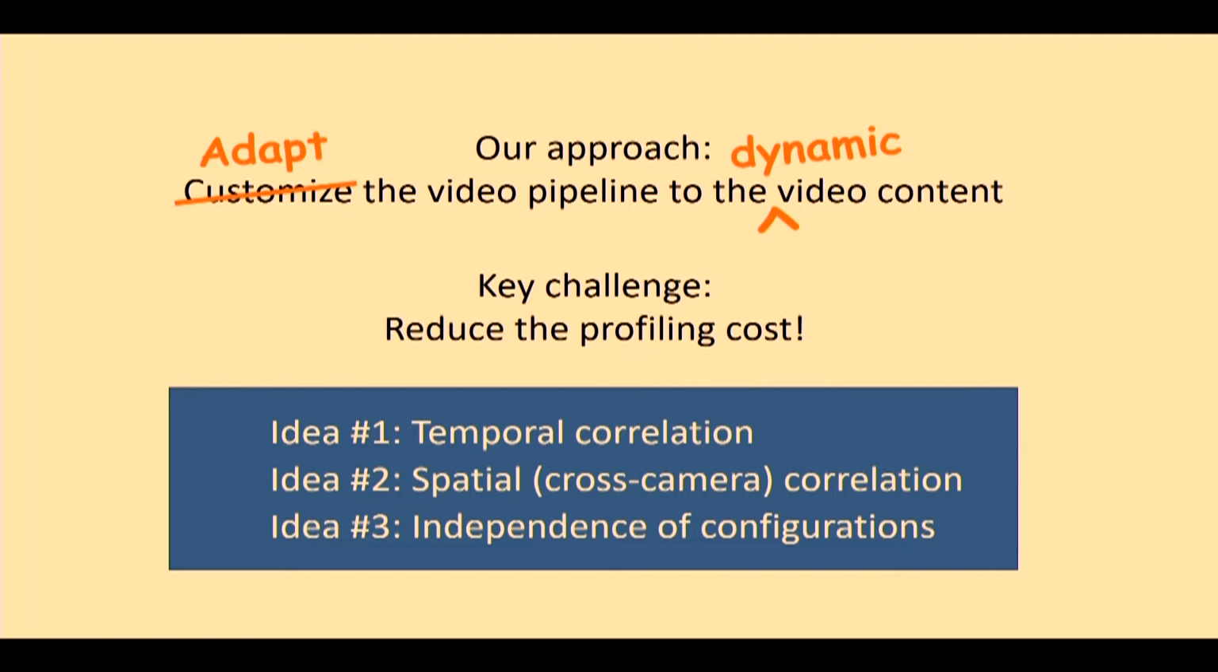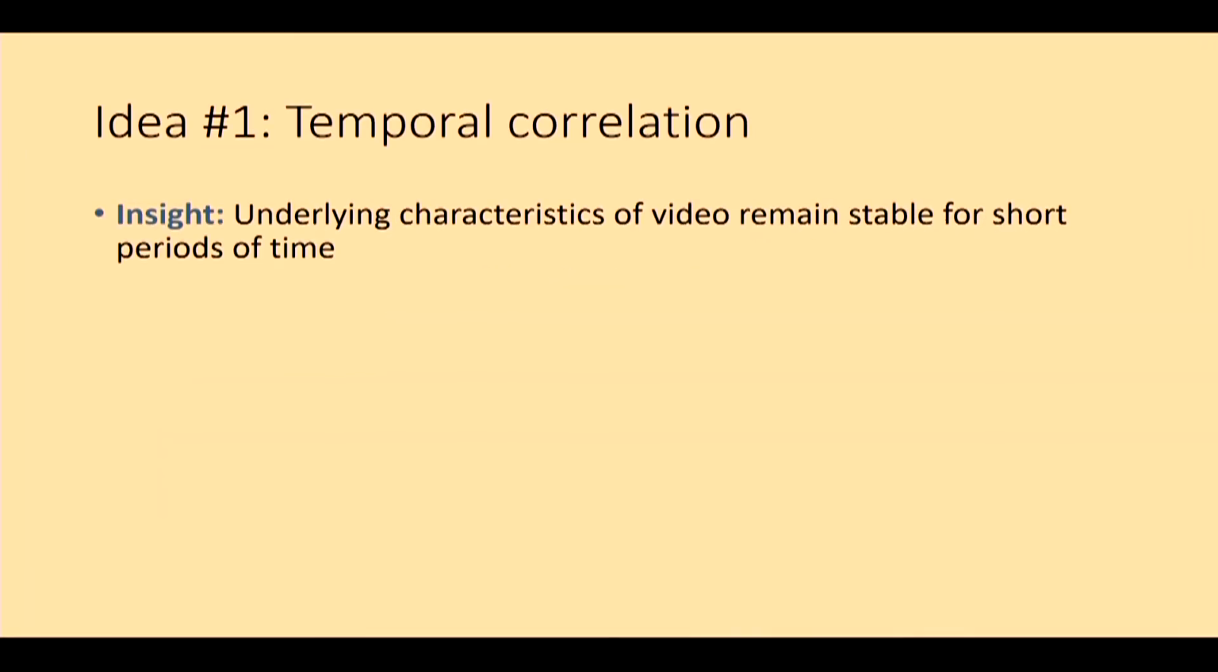Okay? The first is exploiting temporal correlation within videos, within video feeds. The second is to exploit what we're calling spatial correlation, or cross-camera correlation across video feeds. And the third is to exploit the independence of these configuration knobs. Okay? I'm going to focus on the first 2 and very briefly touch on the third. I really want you to remember the idea of temporal correlation and spatial correlation, because I think those ideas kind of transcend the particular application that we used in our paper. Okay, so let's get right to these ideas.